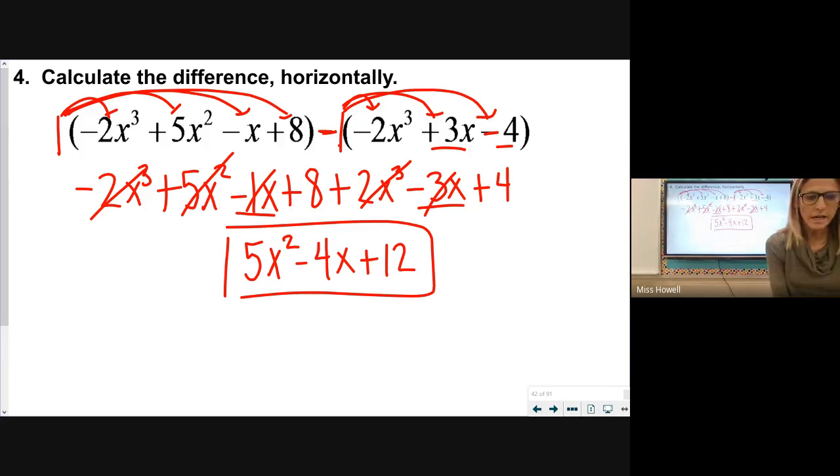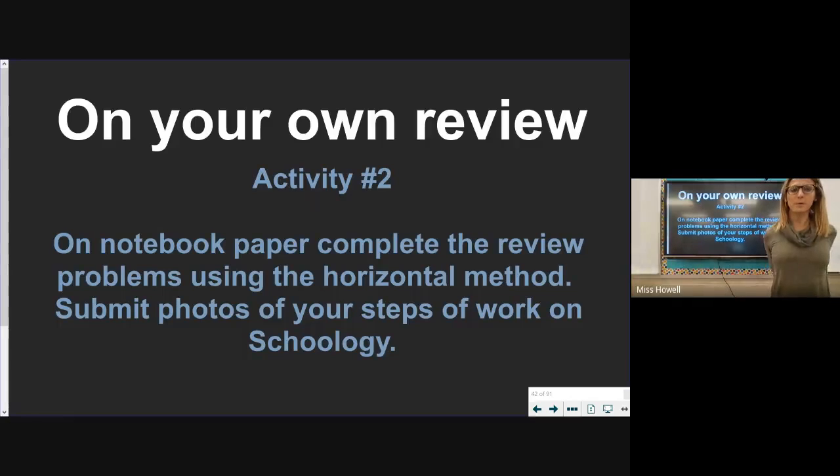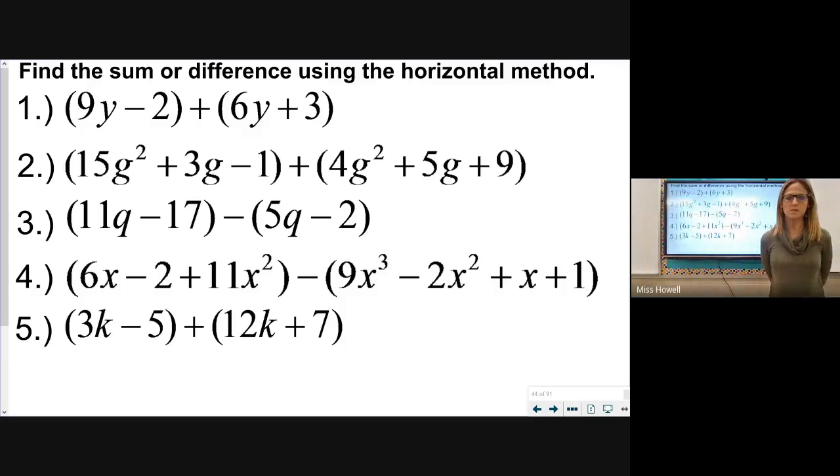All right, so here's what you need to do. You're going to grab a piece of paper or work in a notebook. This is activity number 2. You're going to complete these 5 problems. When you're done, you're going to take photographs of your steps of work and submit them to Schoology.